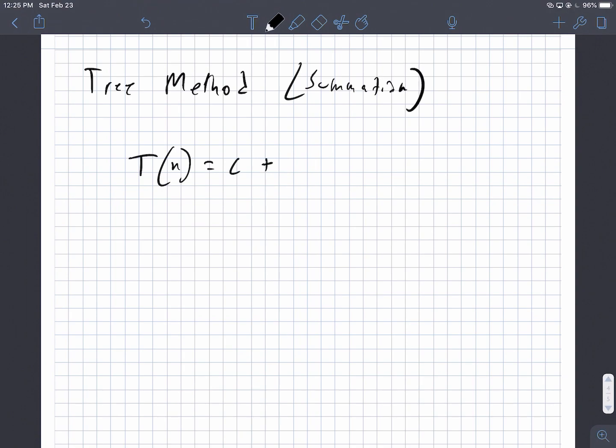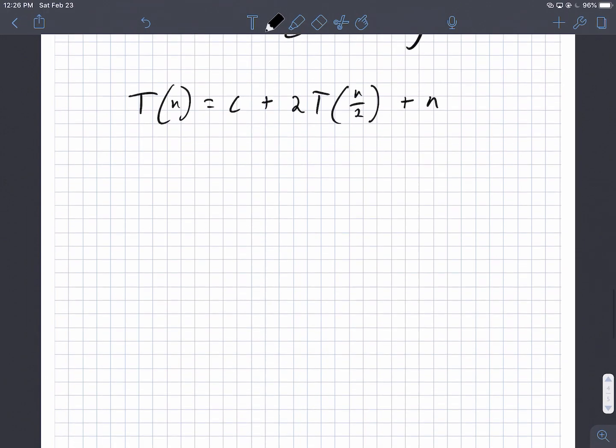Okay, and then how many recurrences do we do? Two. And what are the sizes of those recurrences? n over 2. And then the combine step, how long does it take to combine those subproblems? n. Yep, because the merge step has to go through every element. So this is equal to 2T(n/2) plus n.